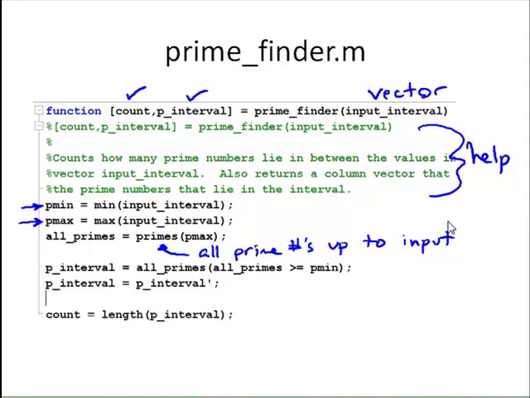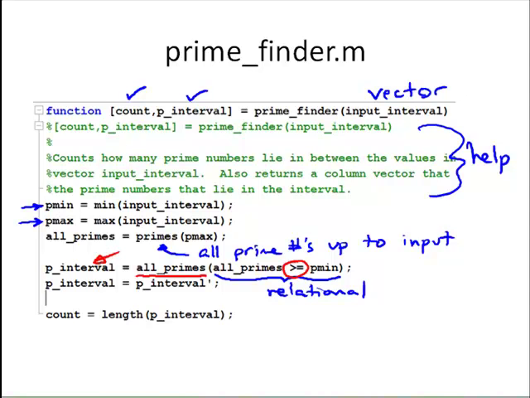Then what I need to do is get rid of the elements that are below p min. So in order to do that, I'm going to use this relational operator to say find all of the prime numbers, all the elements in all primes that are greater than or equal to p min. Take all of those elements that are in the variable all primes and assign them to p interval. So we assign those to p interval, and then primes returned a row vector.